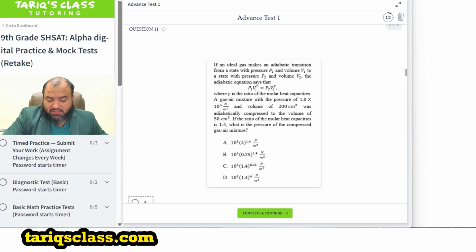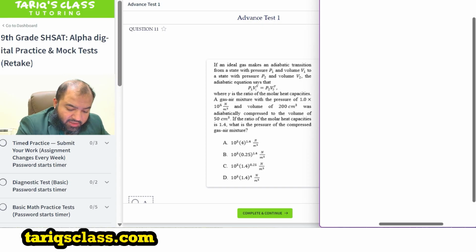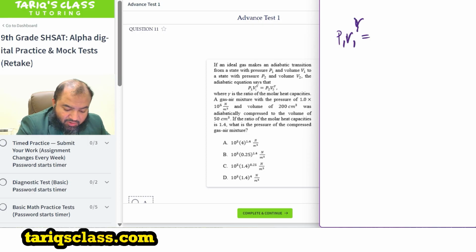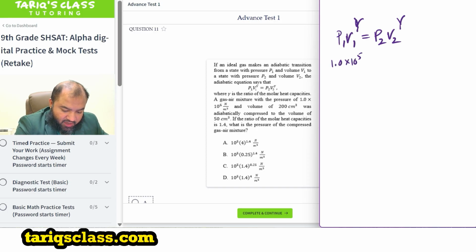Okay, since a lot of things are given and the equation is given, what we need to do is start plugging in. So I'm going to write the equation. P1, V1, and this Y-looking thing is the power. So P2, V2, and the Y-looking thing. Now, this is the molar ratio, so we're going to start plugging in. First they said the pressure is 1.0 times 10 power 5. So we're going to plug that in, where volume is 200, so V1 is 200.